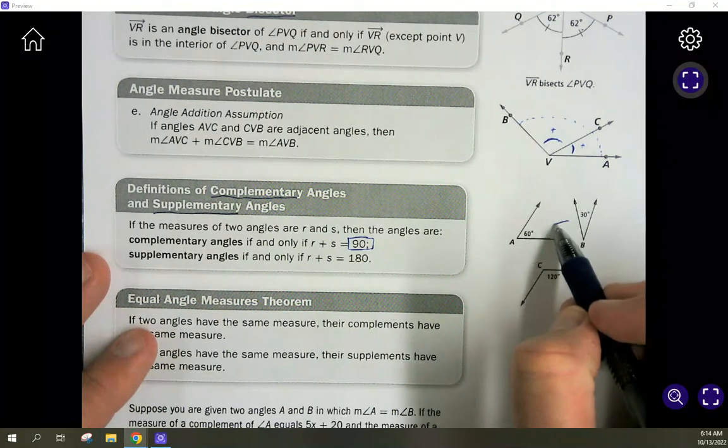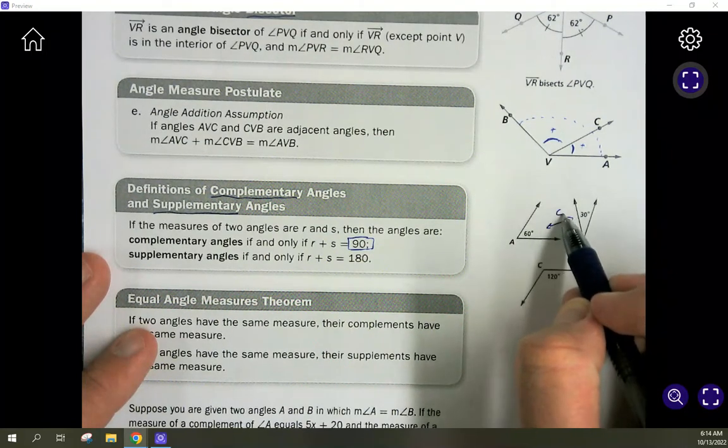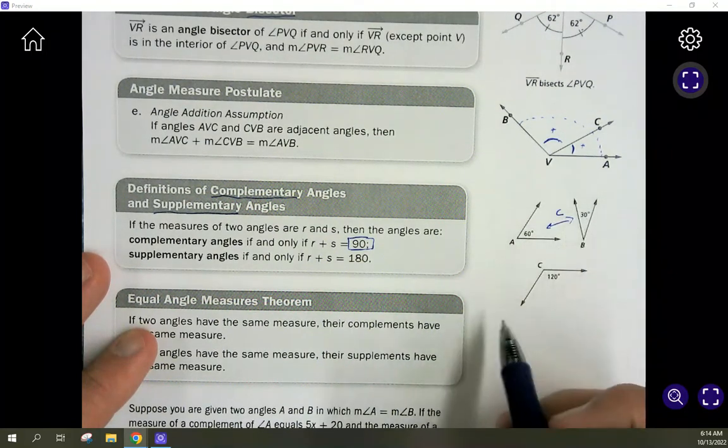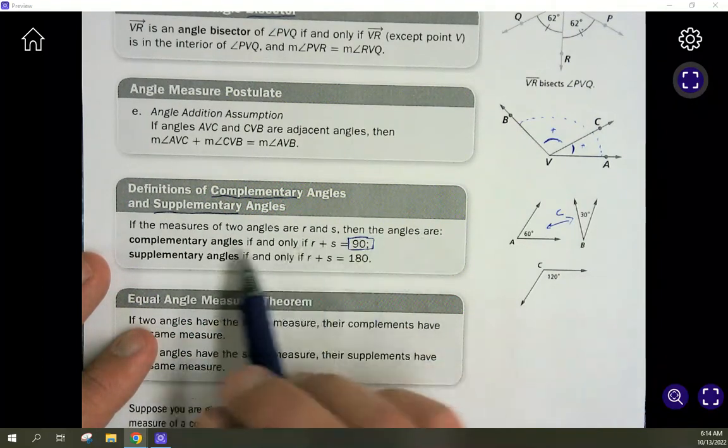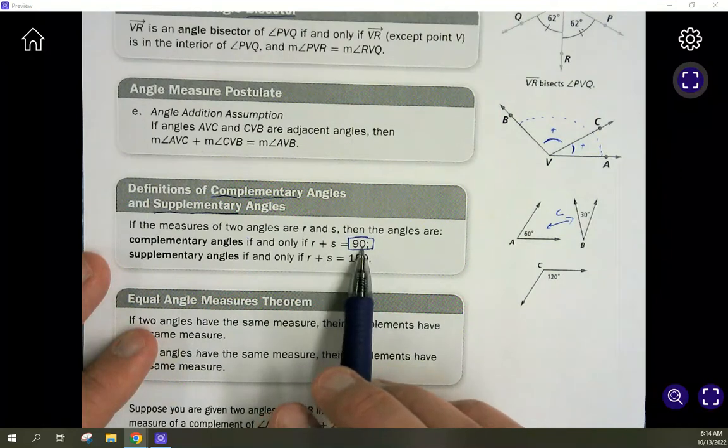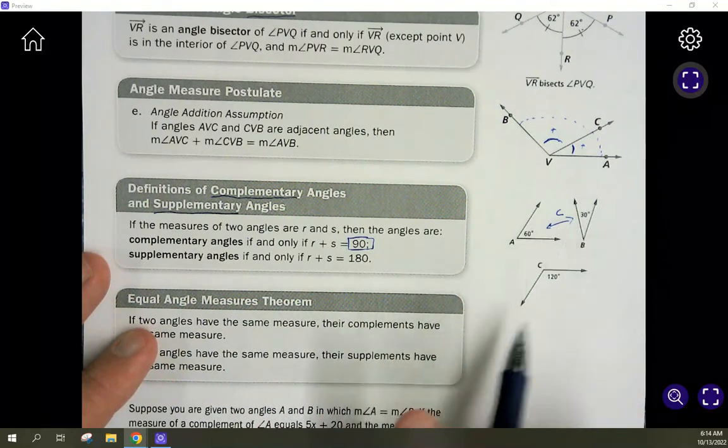So these two right here are complementary. 60 plus 30 is 90. So if the measures of two angles are r and s, then the angles are complementary if and only if r plus s equals 90. So these are considered complementary.